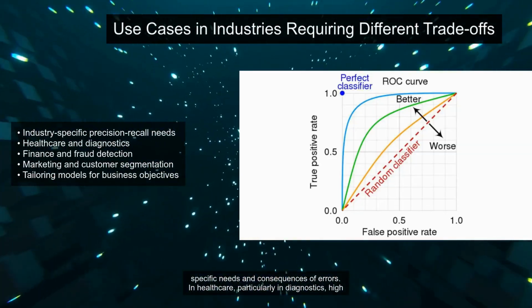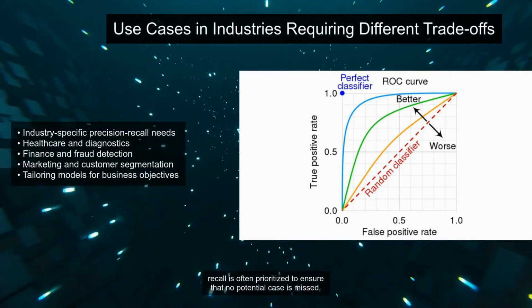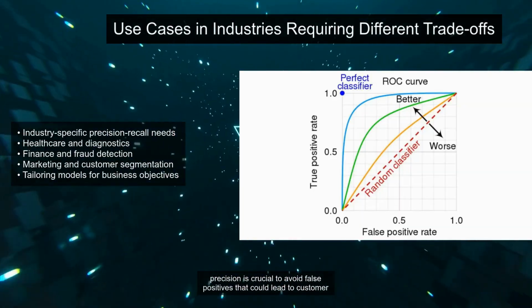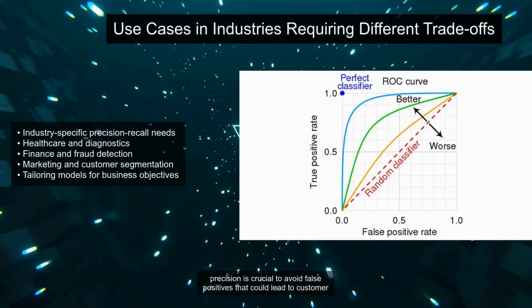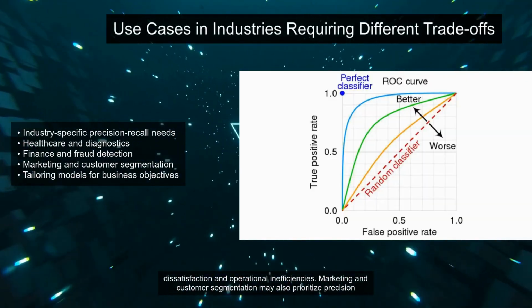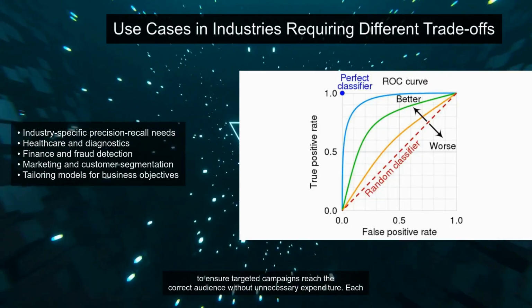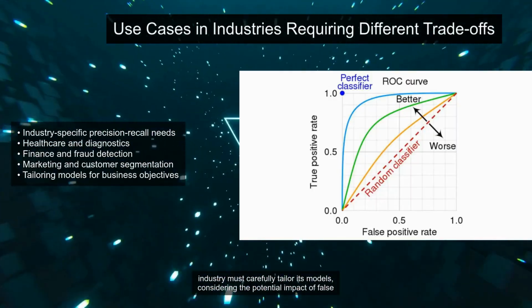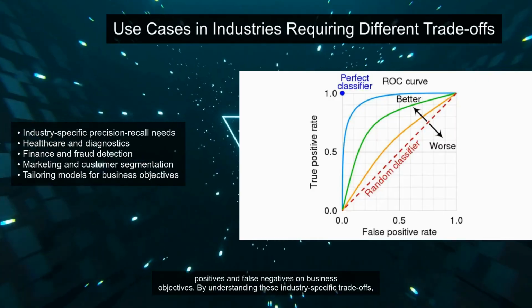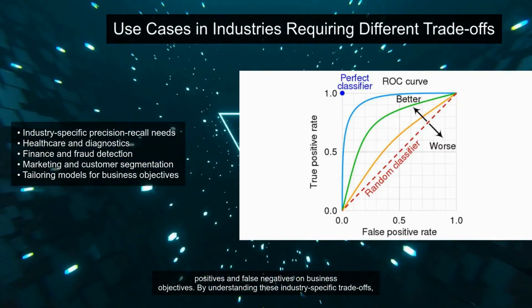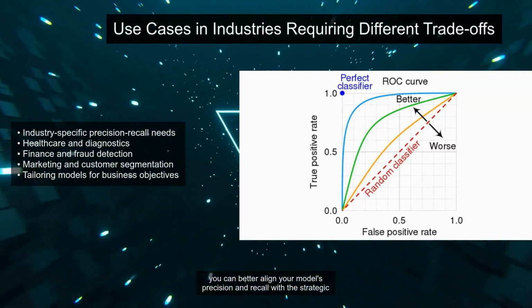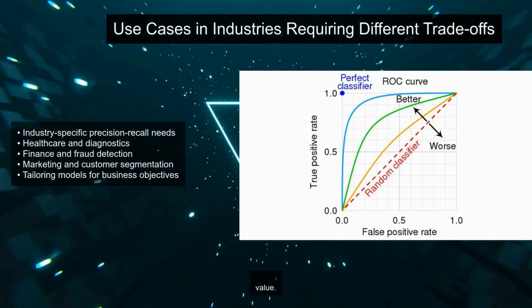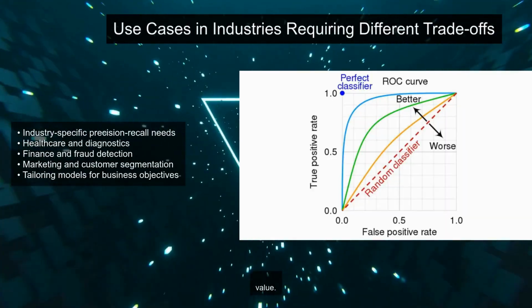Different industries require distinct balances of precision and recall based on their specific needs and consequences of errors. In healthcare, particularly in diagnostics, high recall is often prioritized to ensure that no potential case is missed, which could endanger patient health. Conversely, in finance, especially in fraud detection, precision is crucial to avoid false positives that could lead to customer dissatisfaction and operational inefficiencies. Marketing and customer segmentation may also prioritize precision to ensure targeted campaigns reach the correct audience without unnecessary expenditure. Each industry must carefully tailor its models, considering the potential impact of false positives and false negatives on business objectives. By understanding these industry-specific trade-offs, you can better align your model's precision and recall with the strategic goals of the organization, ensuring that your predictive models provide the most value.